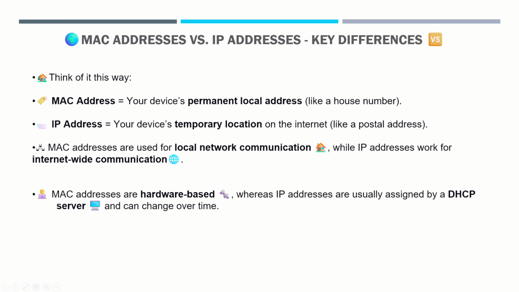MAC addresses versus IP addresses. So, what's the difference between MAC addresses and IP addresses? Think of it this way. A MAC address is like your device's physical address. It's a generally permanent identifier on the local network. An IP address is like your device's postal address, its temporary location on the internet. MAC addresses are used for local network communication, while IP addresses are used for communication across the internet. MAC addresses are hardware-based, while IP addresses can be assigned dynamically by a DHCP server.